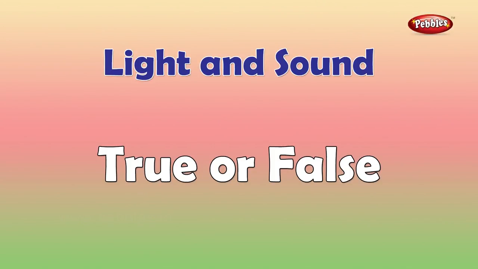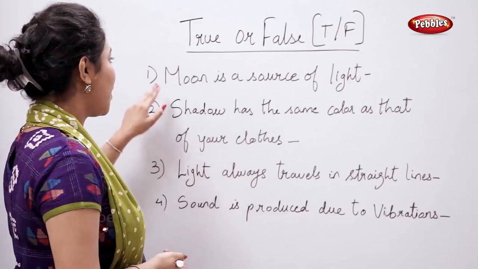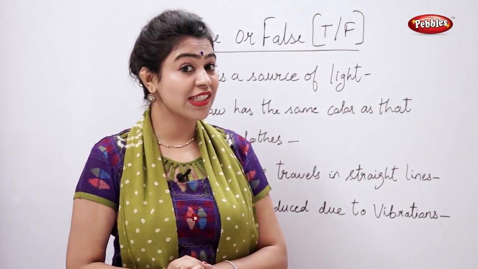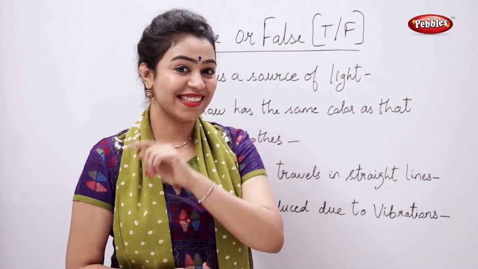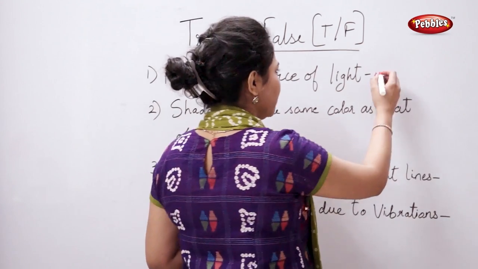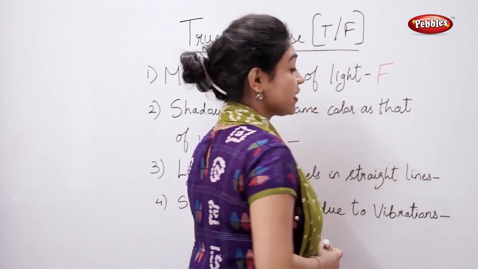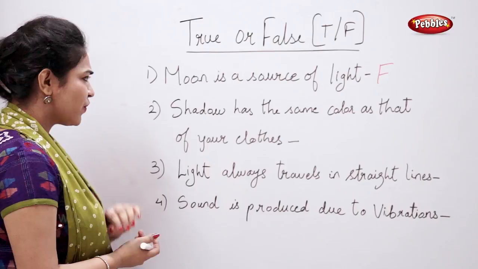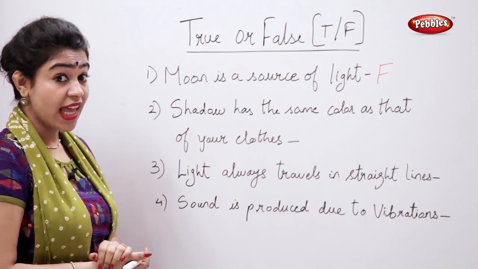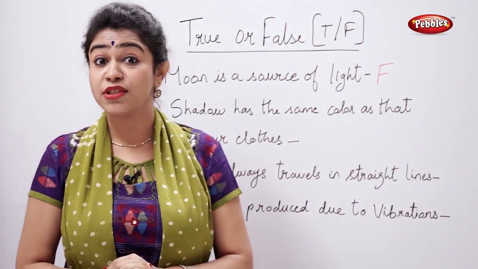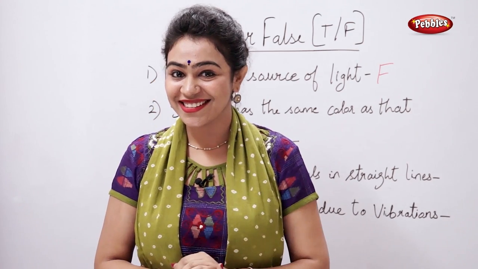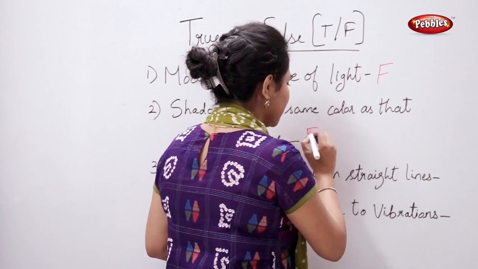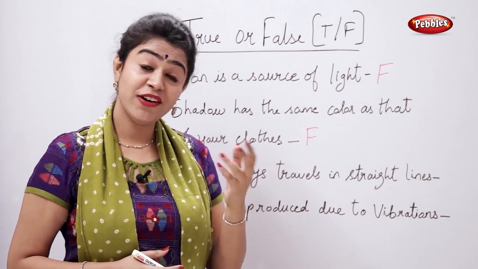True or false? Moon is a source of light. True or false? Yes, false. Moon is not the source of light. Sun is the source of light. Shadow has the same color as that of your clothes. Students, true or false? False. Shadows are always in black or gray color.